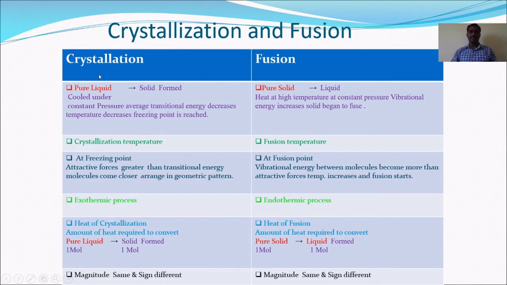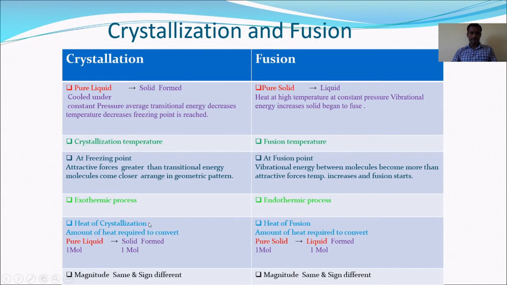Crystallization temperature is the temperature at which liquid is converted into solid, and fusion temperature is the temperature at which solid is converted into liquid. At freezing point, attractive force becomes more dominant over translational energy. At fusion point, attractive force becomes less dominant over translational energy. Crystallization is an exothermic process, heat is evolved, and fusion is an endothermic process, heat is absorbed.